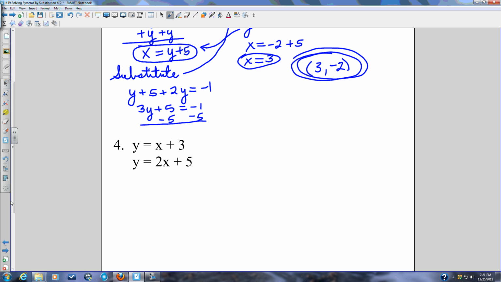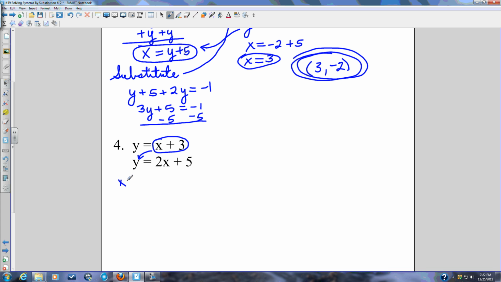Now, moving on to problem number 4. We have y equals x plus 3 and y equals 2x plus 5. We do have a variable that is solved for us, and actually we have one in both equations. The y is isolated in each one. So we can just go right ahead and substitute the value x plus 3 into y in the second equation.